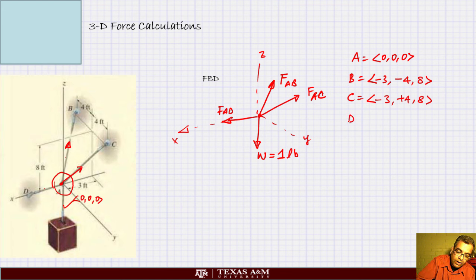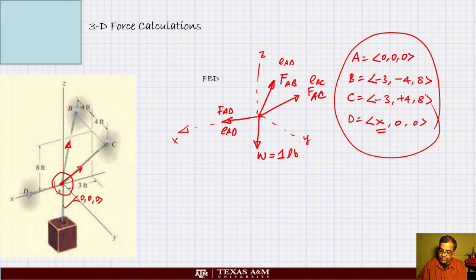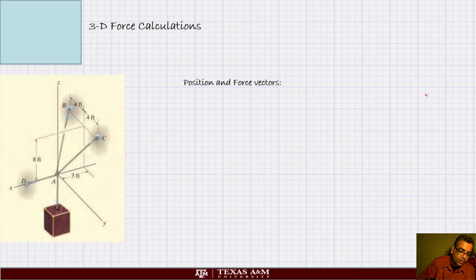And then D, x component, we don't know, something x, y component is 0, z component is 0. Notice this, I don't really need to know that because we can now compute all these unit vectors. So I need to find EAB, EAC, EAD. We're going to do that next. Okay, these are our components.